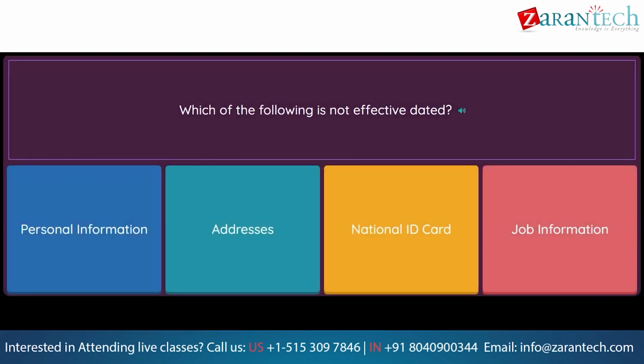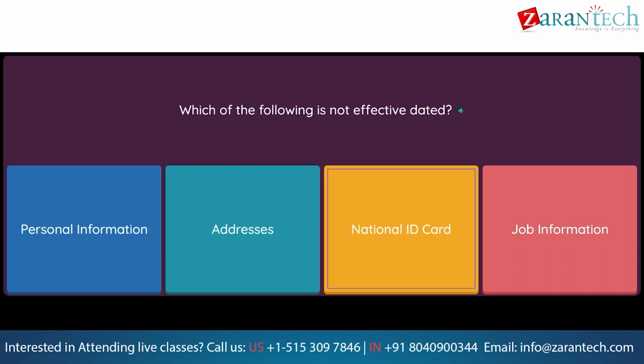Question: which of the following is not effective dated? Option 1: Personal information. Option 2: Addresses. Option 3: National ID card. Option 4: Job information.